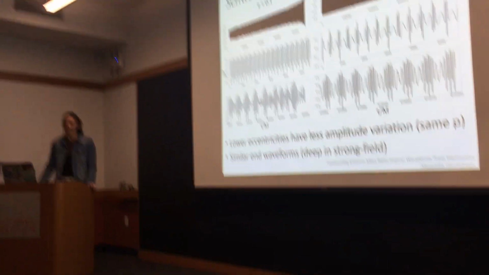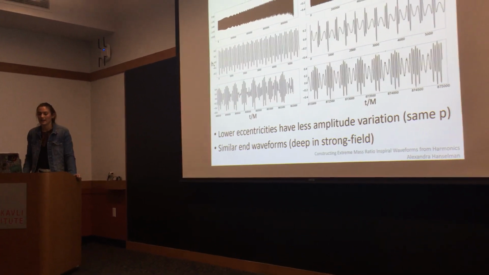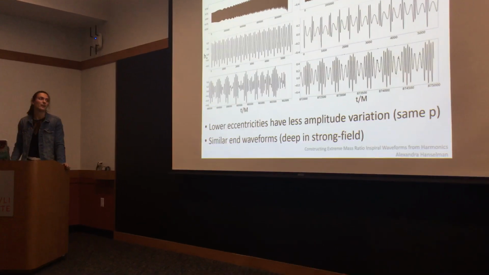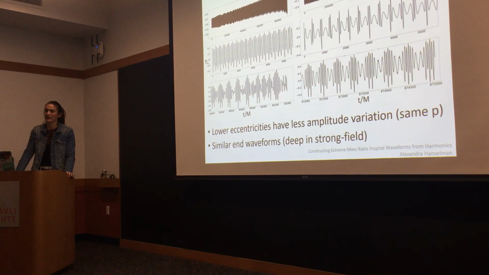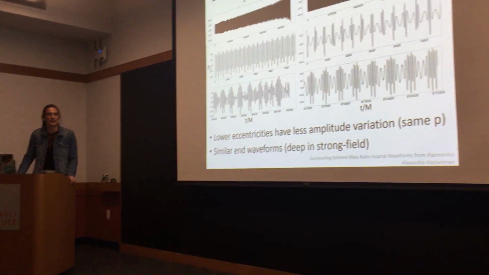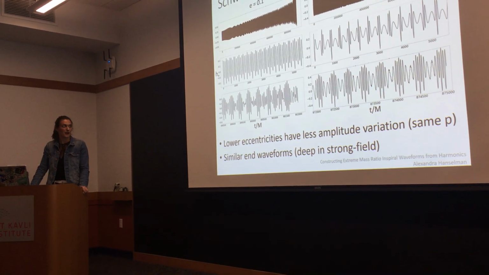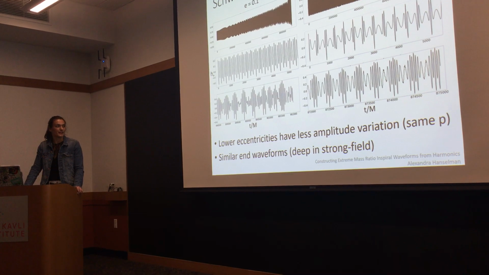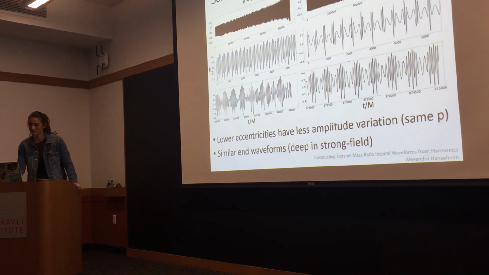But then we notice that at the very end of the waveforms, that's this last row right here, the waveforms start to look a little more similar, and that's because it's deep in the strong field where the eccentricity has kind of upticked a little bit, and because the orbit is really close to the black hole at this point, the strong field physics is fairly similar between the eccentricities.